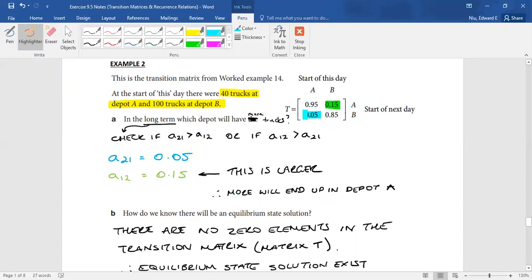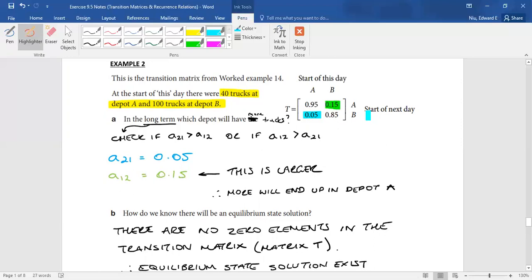And it doesn't matter whatever transition matrix you get. If you ever see long term, you compare. So if it says in the long term, whatever context it is, you always compare bottom left to top right. Whichever one is higher will tell you which one will have more in the long run, and you base it off the row. So if the top right is higher, it's always going to be the top row, whatever that context is. And if the bottom left is higher, it's always going to be the bottom row, whatever the context is. Here we're dealing with depots.